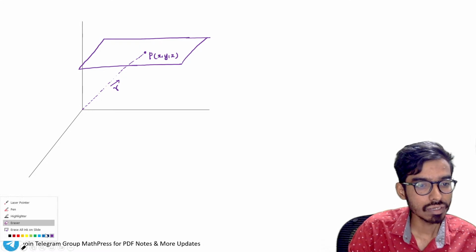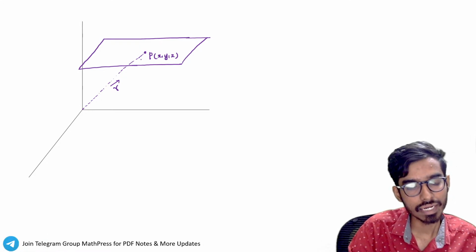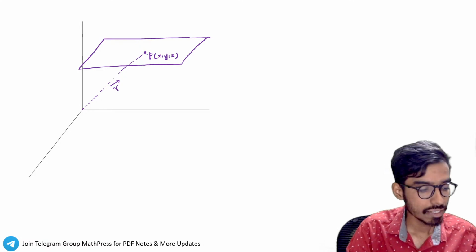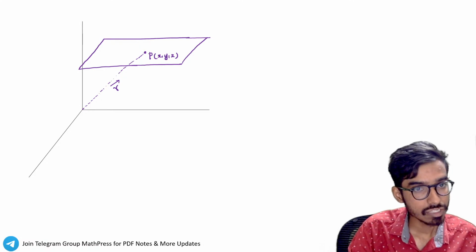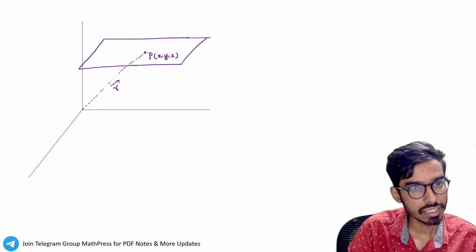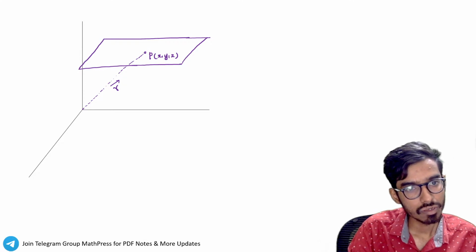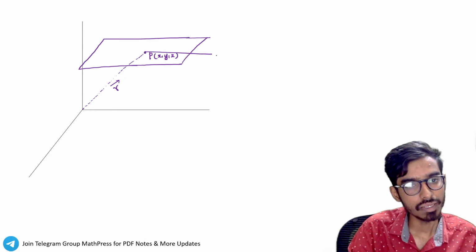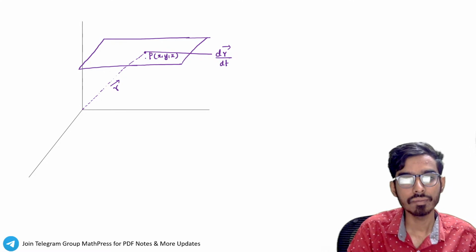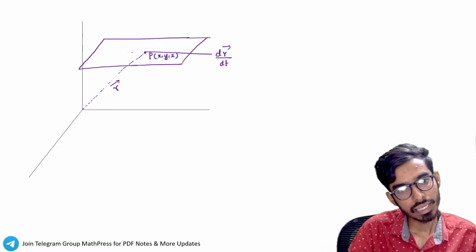Actually, there will be some curve connecting this, right? There will be some curve connecting this. So we will find dr by dt. So dr by dt is the slope at this point. Let us say this is dr by dt, right? I'm just drawing a tangent plane at this point P. This is R. So dr by dt, right?